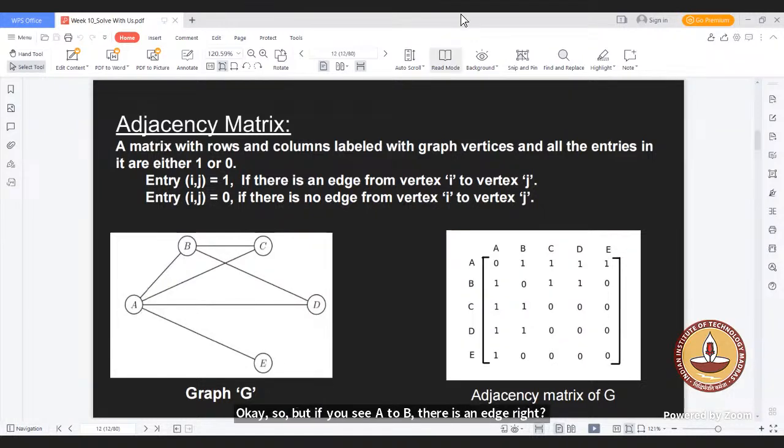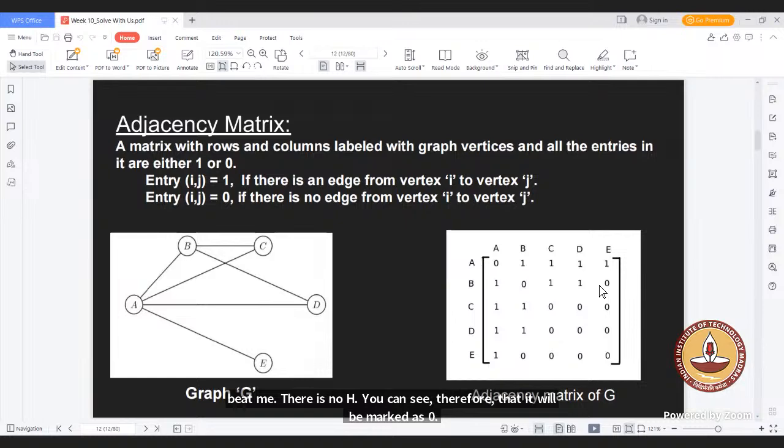Yes, in A, B, we'll mark 1. Similarly, A to C, there is an edge, we'll mark 1 again. A to D, there is an edge, we'll again mark 1, and A to E also there is an edge, we'll again mark 1. Whenever there is an edge in this graph, we'll mark 1, else we'll mark 0. B to E, there is no edge, therefore it will be marked as 0. So this will be the adjacency matrix of this graph. Everyone understood this concept?